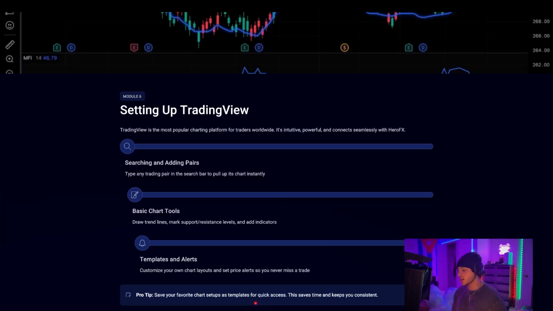It's much better when it comes to trend lines and doing everything that you do when you're charting out your chart. And yeah, basic chart tools, as we were saying, and templates and alerts. You can customize your own chart layouts and set price alerts so you never miss a trade. Pro tip, save your favorite chart setups as templates for quick access. This saves time and keeps you consistent.